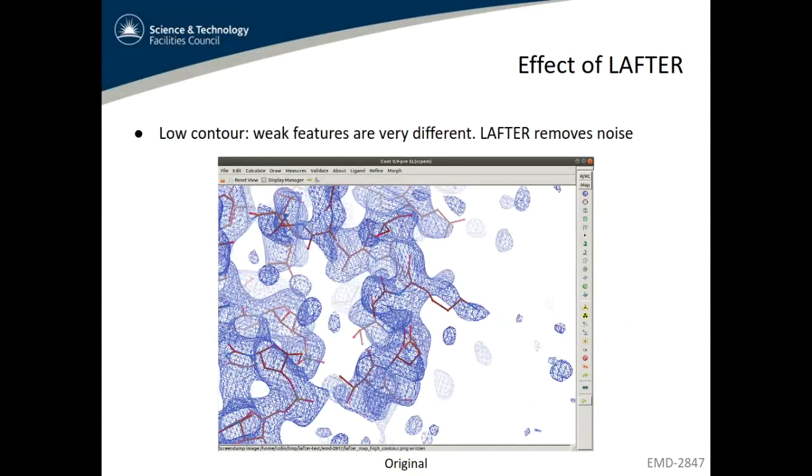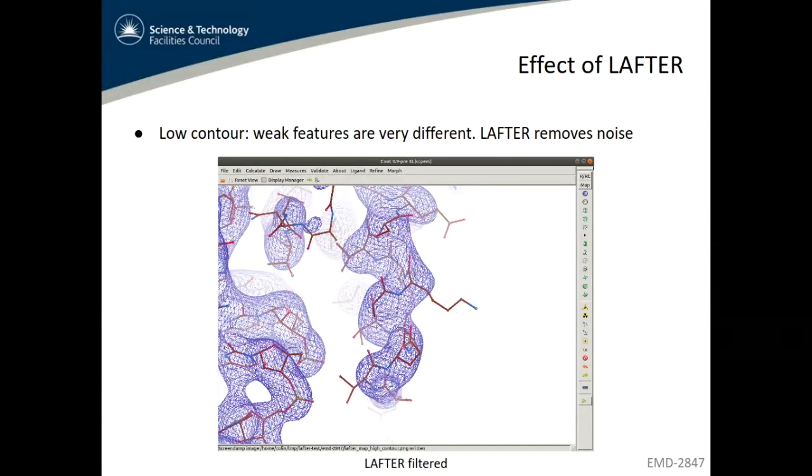Here we've got the original with noise speckles appearing, some features coming off the sides of the protein chain. We're not really sure if they're accurate or not. The LAFTER filtered map is suddenly much cleaner, and so you can see very clearly where the pitch of the helix is, but you can see there's not much information supporting the placement of many of the side chains.